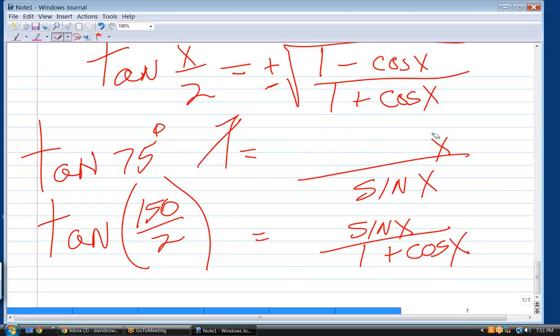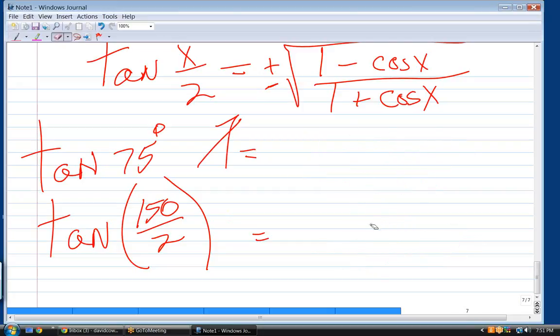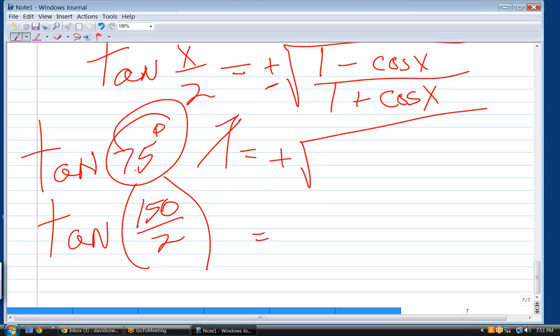So that would be plus or minus the square root. It's going to either be plus or minus. What is it going to be? Let's figure that out first. It's not both. It depends on what quadrant we're in. Which quadrant are we in? It's the first quadrant. So it's definitely the plus. If we were in the second quadrant, we'd choose the minus.